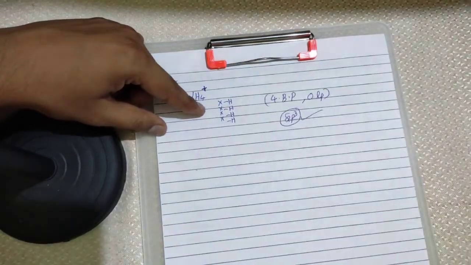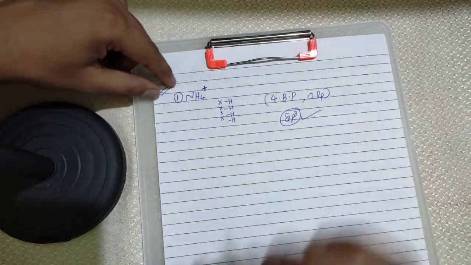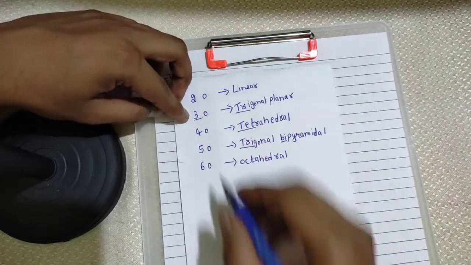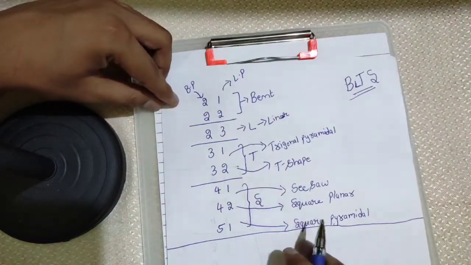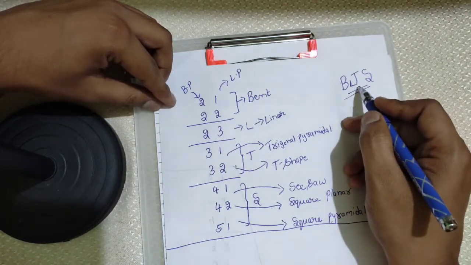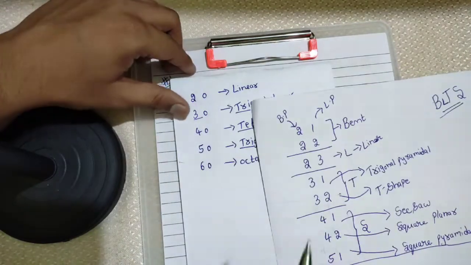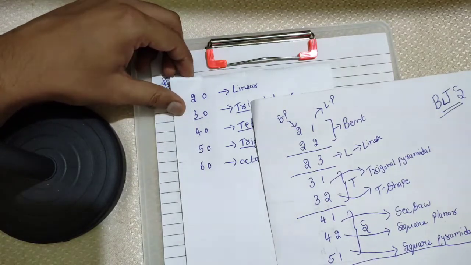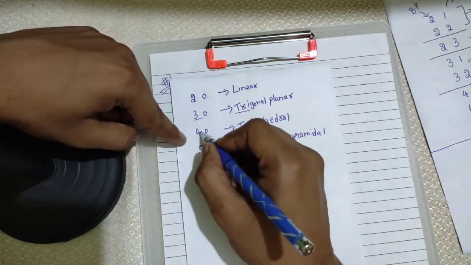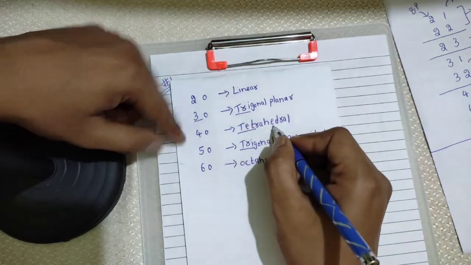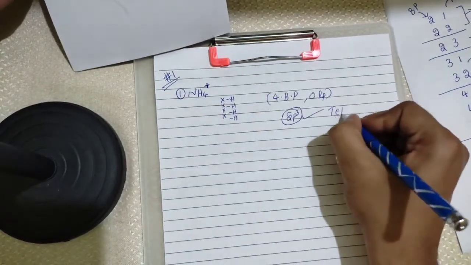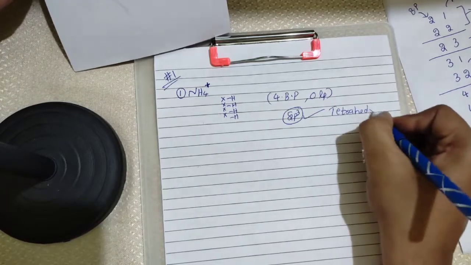If they ask you the shape, in my previous video I have already explained how to find the shape of the molecule, along with the trick BTS, with the modification of L. If you want to watch that video, I'll provide the link in the description box. According to that video, if we have 4 bond pairs and 0 lone pairs, the shape is tetrahedral. So the shape of this molecule is tetrahedral.